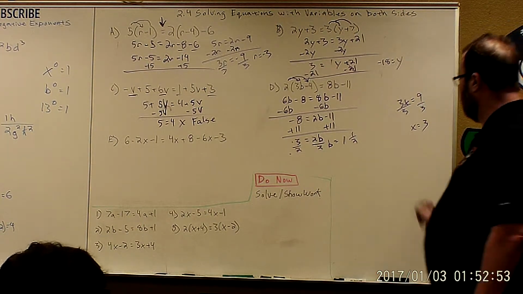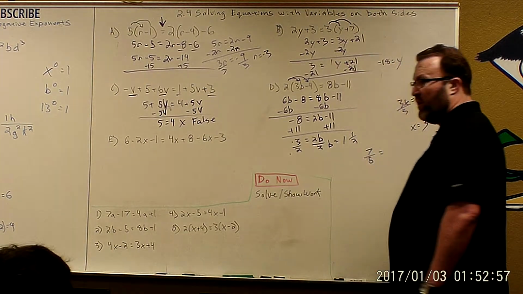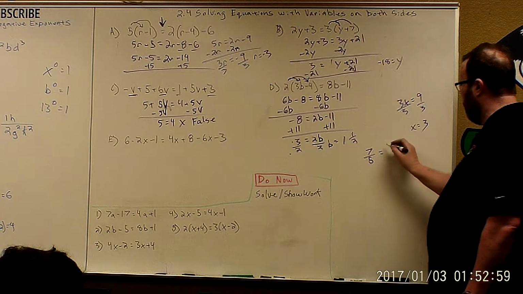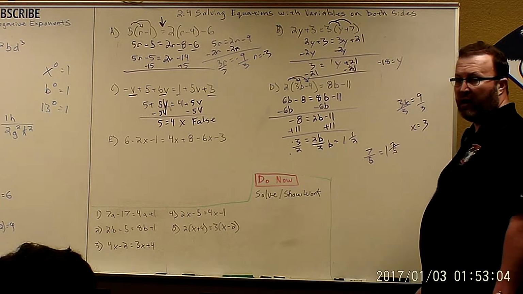Do you want to do another improper fraction just for the fun of it? Yeah. Okay, let's do 7 over 5. Now, you guys tell me the answer. How many times does 5 go into 7? Once. Okay, what's left over? 2. Good.